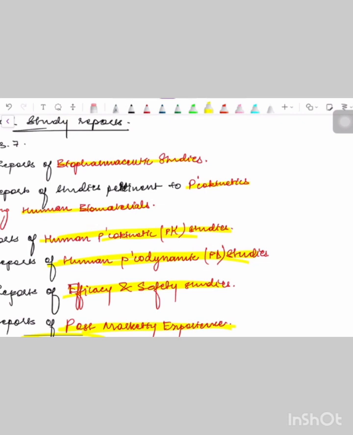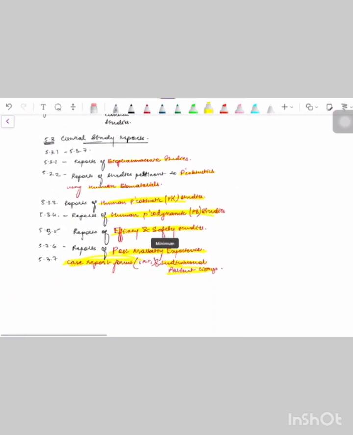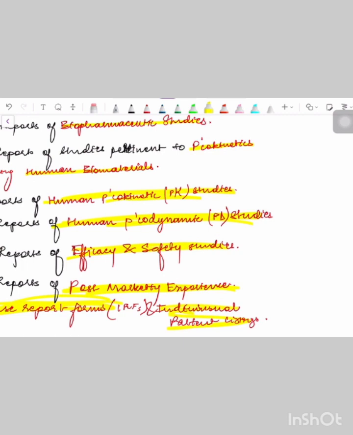So we have learned, see, you don't need to mugify this module by heart. You just have to have the general idea that if someone asks you in which module the efficacy and safety data is present, it is very obvious that it should be present in module 5.